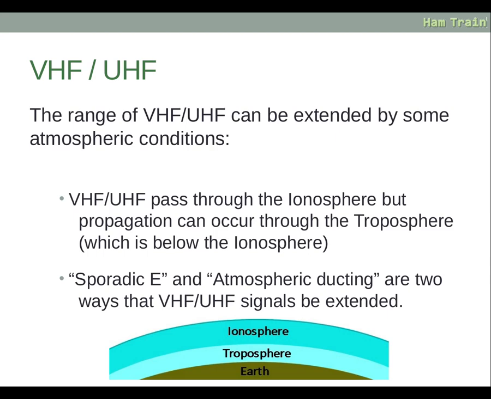Certain conditions mean that your signals can be held within the troposphere, bouncing through it up and down to a greater distance when those conditions happen. And these tend to be sporadic E and something called atmospheric ducting. And these duct the signal through the troposphere, travelling further than if they were shot out in a straight line and went off into space eventually.